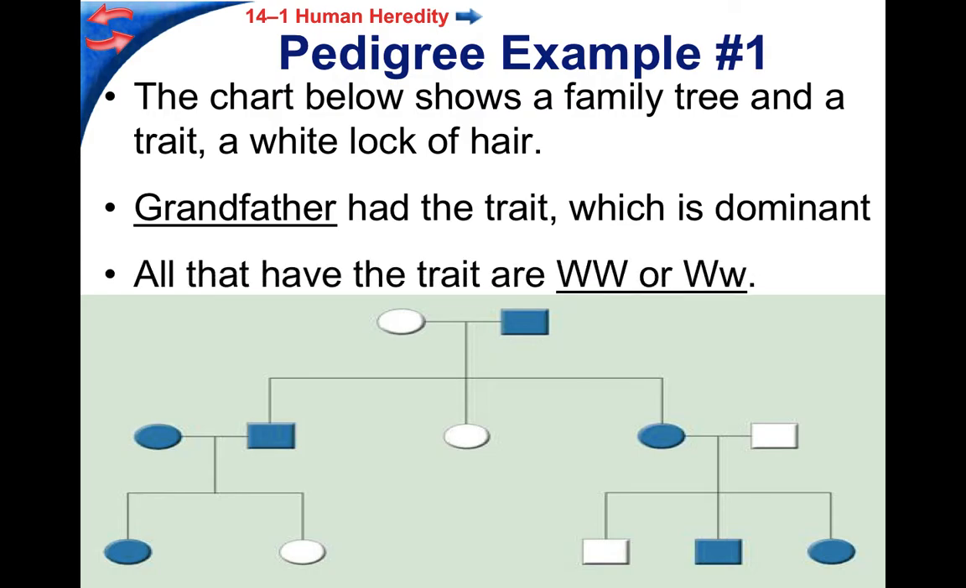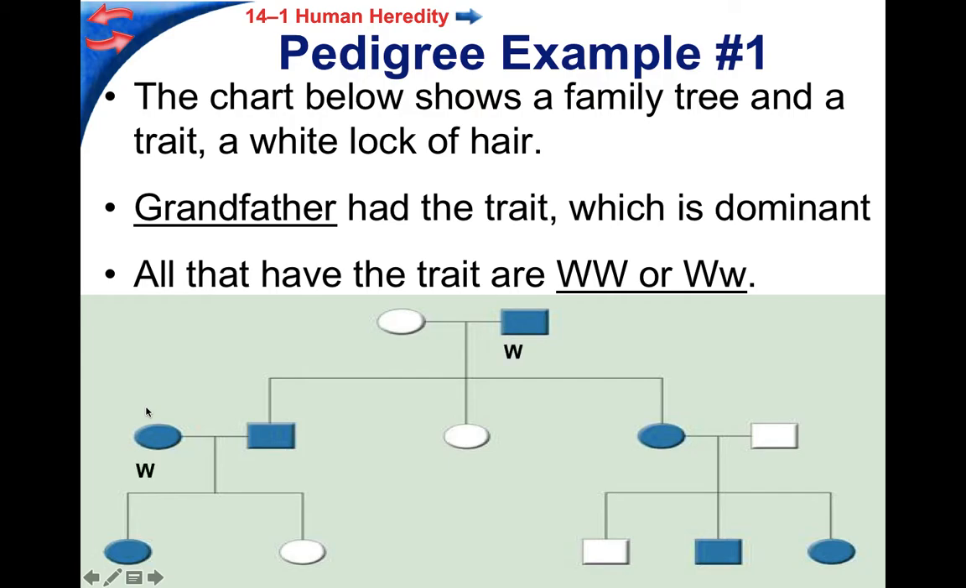Now, we are going to use W's for white because it's a white lock of hair. So anybody in this family tree pedigree that is shaded in is going to automatically have which letter? If you look, they automatically have to either be homozygous dominant, so two capital W's, or they have to be heterozygous with one capital W, one lowercase w. So I know that every single individual in this tree that is shaded in has to have a capital W.